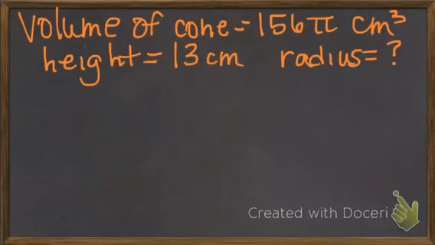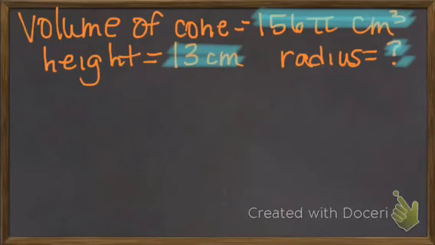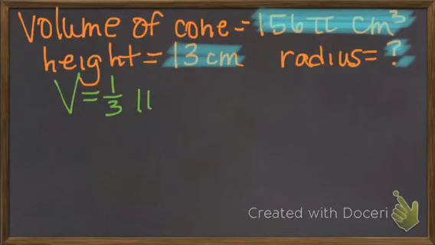This example is a little bit different. In this problem, I'm telling you that the volume of a cone is 156 pi centimeters cubed. I'm telling you that the height of the cone is 13 centimeters. And we need to figure out what the radius is. Okay, so I'm always going to start with my map. Volume equals 1/3 pi r squared h.